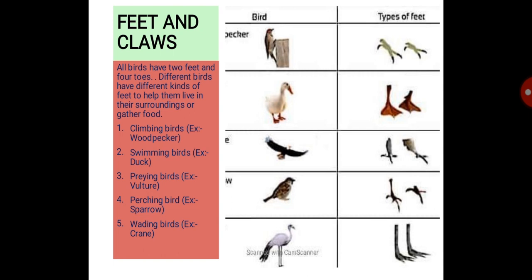Different birds have different feet, so here are five kinds of feet. First is climbing feet, which help birds to climb the trees. Second is swimming bird feet, which are also known as webbed feet. These feet work like a paddle and help in swimming. Third one is preying feet, also known as talons, which help birds to catch their prey because of sharp and hooked claws. And children, the fourth one is perching feet that help birds to grip thin or thick branches easily.